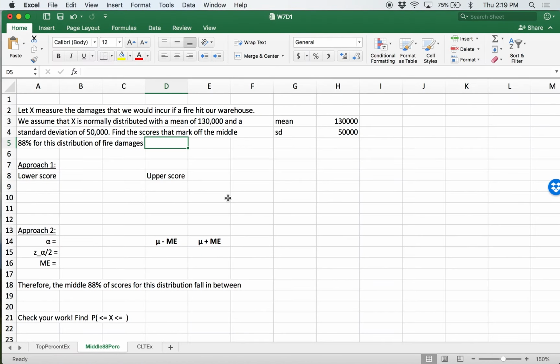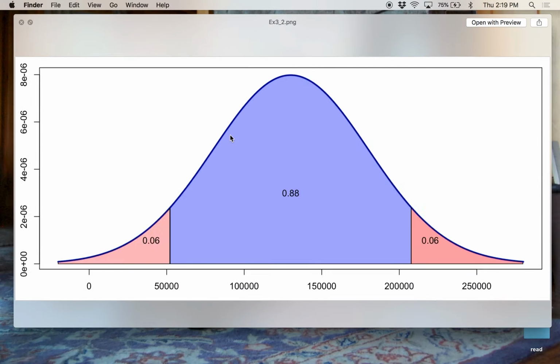Okay. So approach 1 is to find the lower and the upper scores separately. What we would think about is we would finish labeling our picture. If we have 0.88 in the middle, this essentially means we have 0.12 or 12% that needs to be equally distributed among the 2 tails, the tail on the right, the tail on the left. So 12% split into 2 gives us 6% that we would put into each tail.